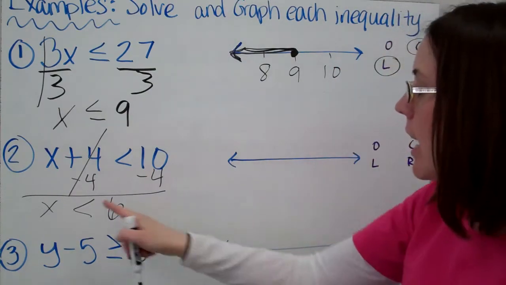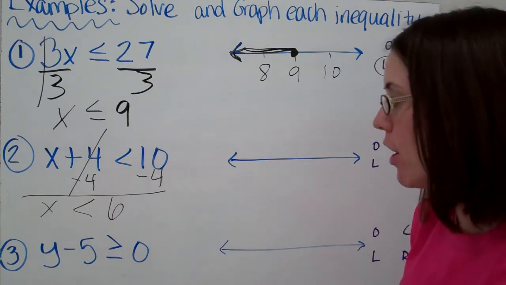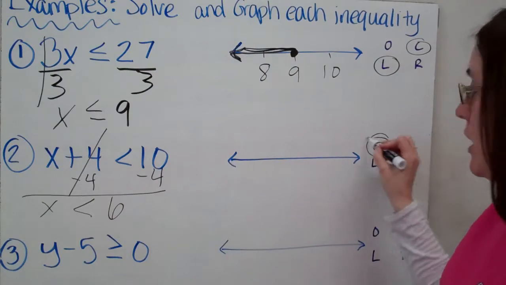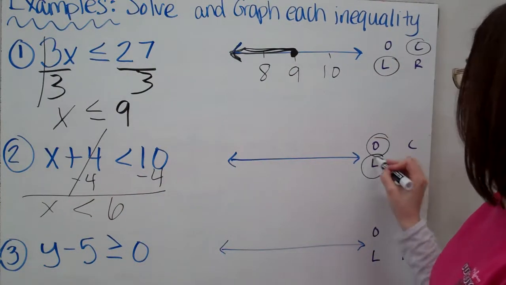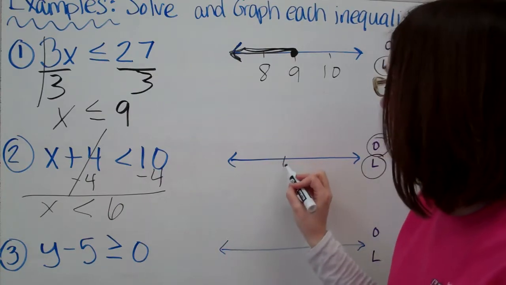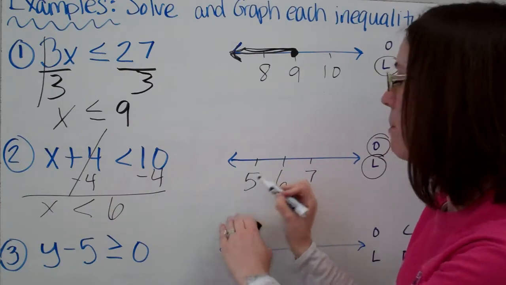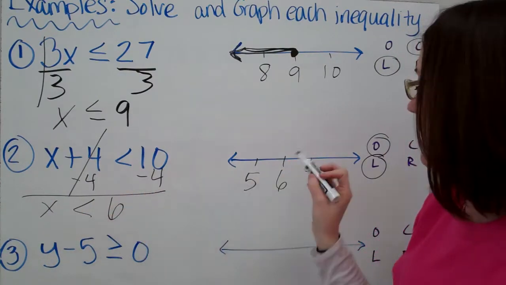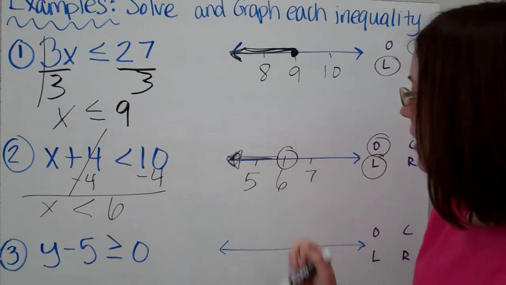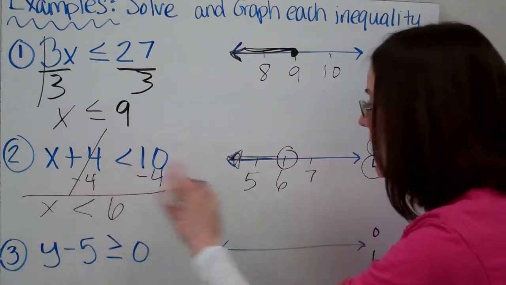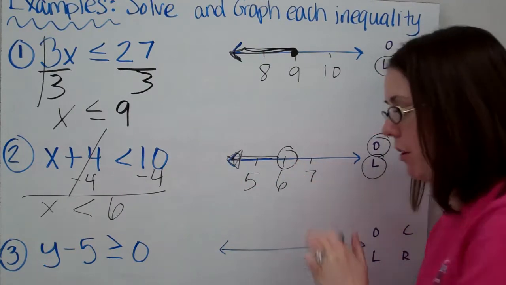So what we're going to do is decide, is it an open circle or a closed circle when we graph it? Well, it's going to be an open circle because it's not an equal to, and it's going to be shading to the left as well. Put 6 in the middle of your number line, one number above it, one number below it. X is less than 6. Open circle going to the left. So x is any number that is less than 6. Can't be 6 because we have an open circle.